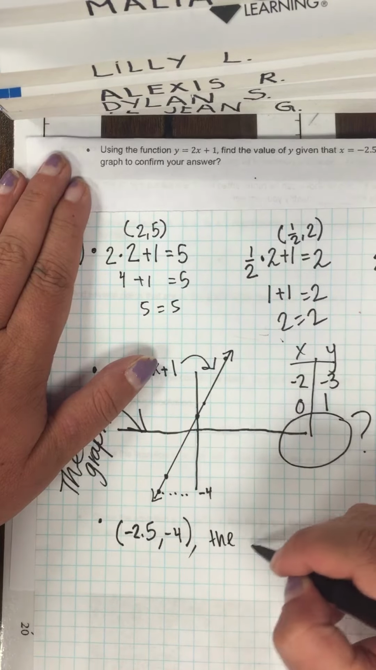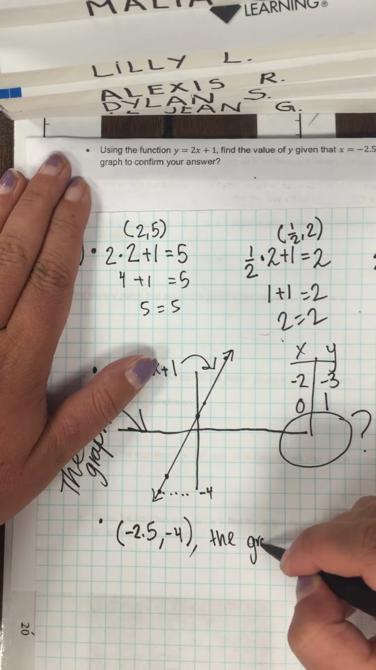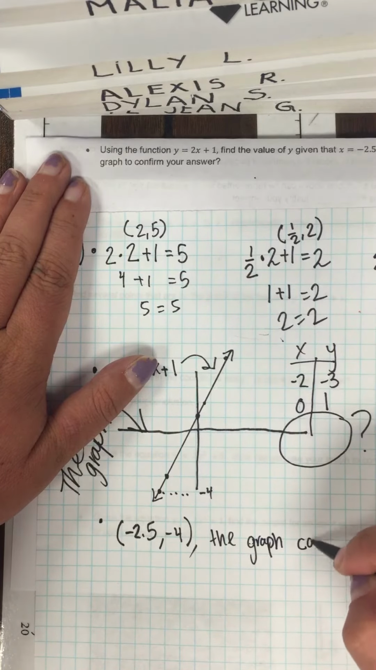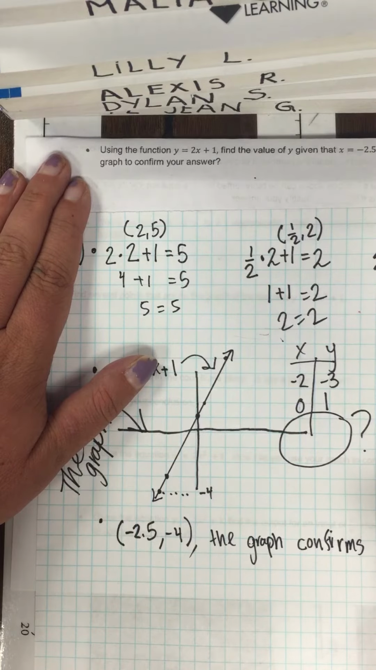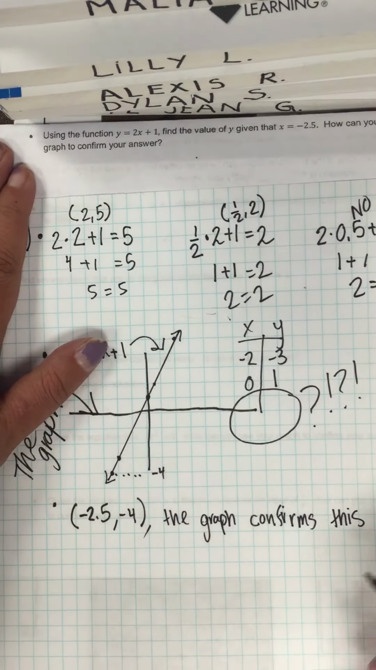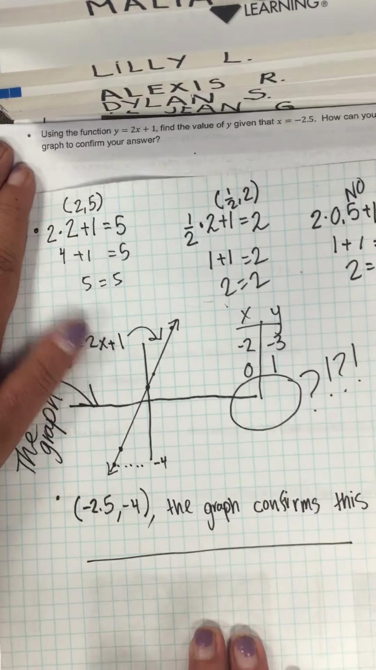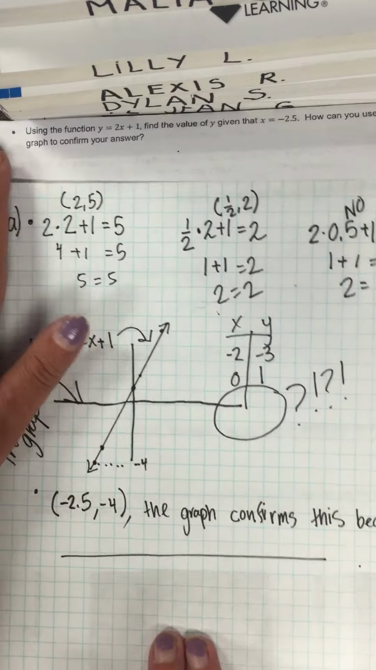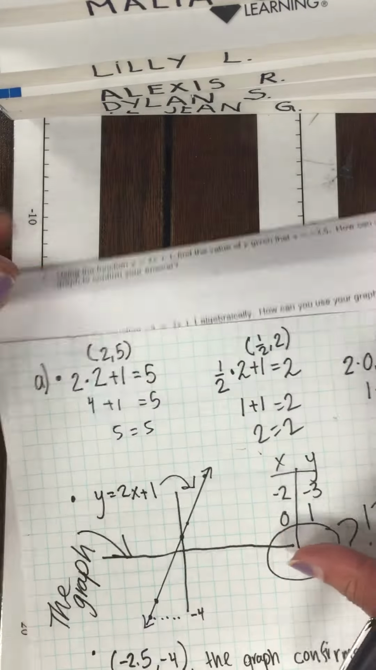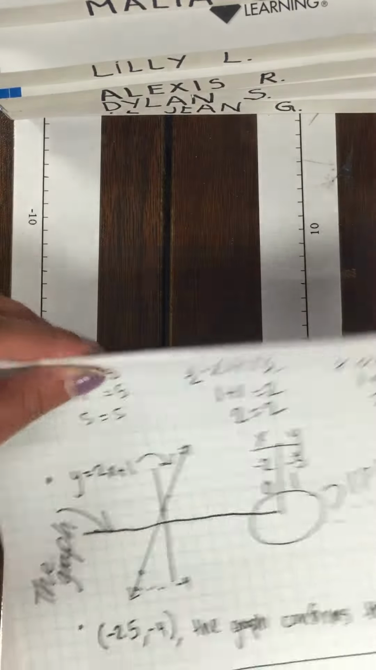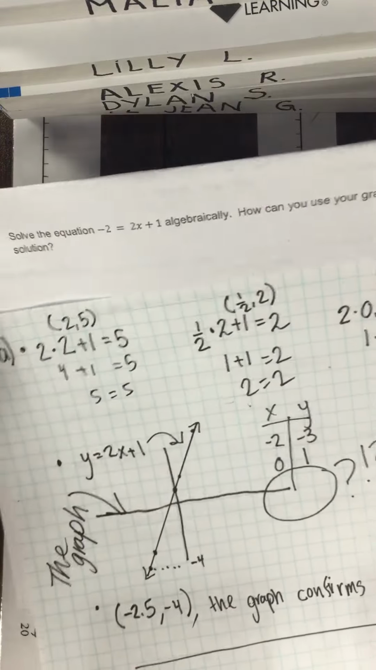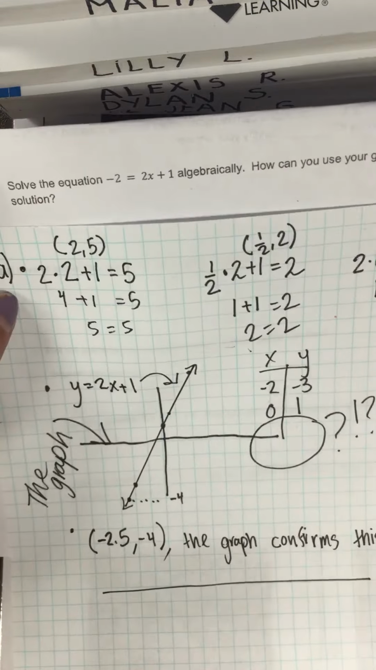The graph confirms this. You fill in the blank. You fill in that answer on your homework. Okay, last dot for A, and then we're going to pause this video and make another video for B. So if you're having trouble with B, go to the next video.